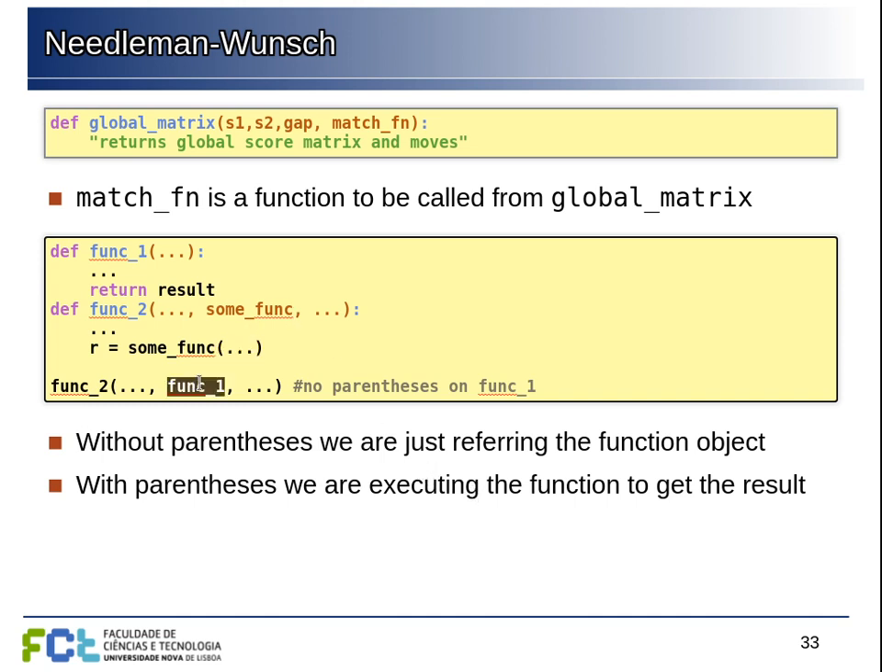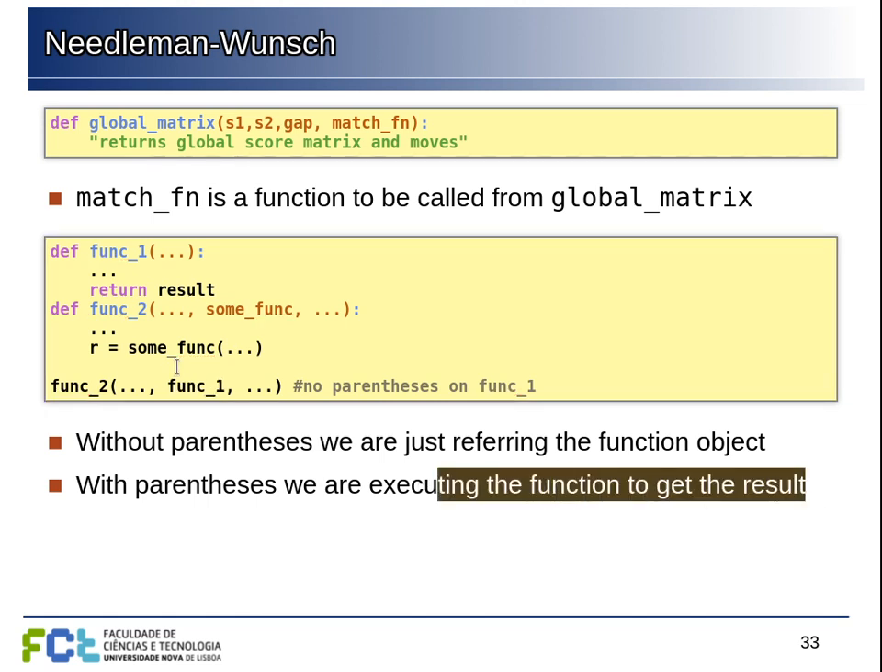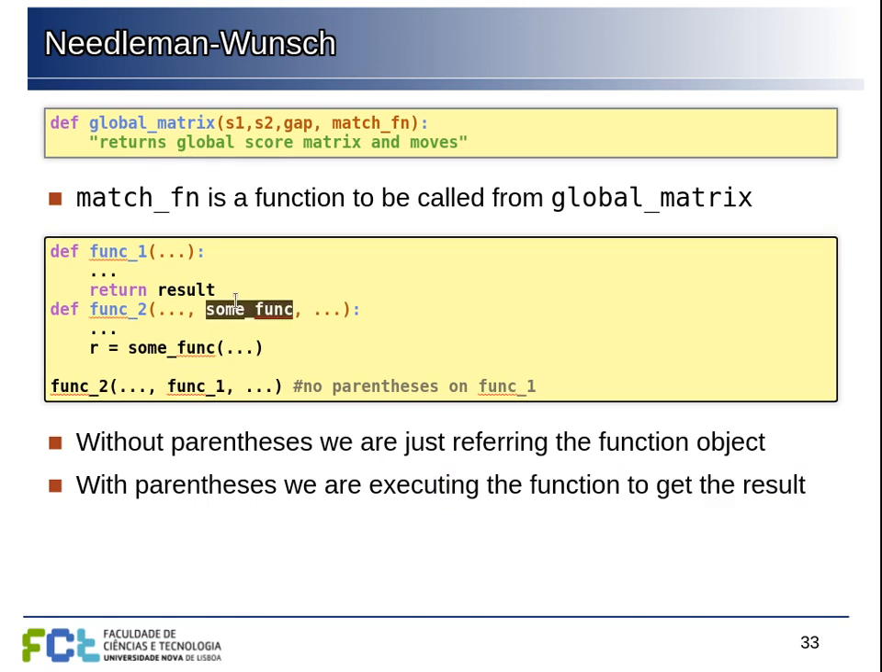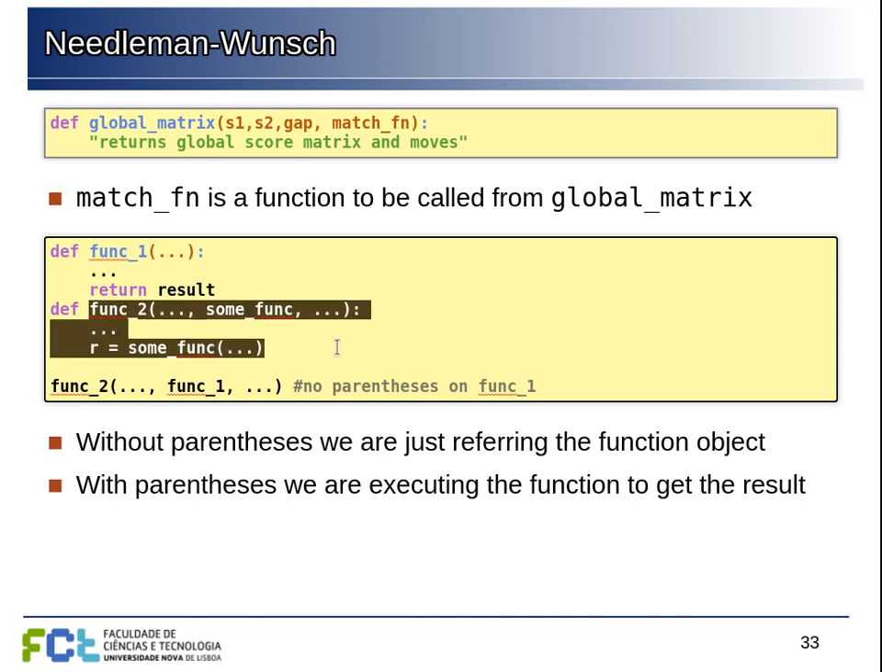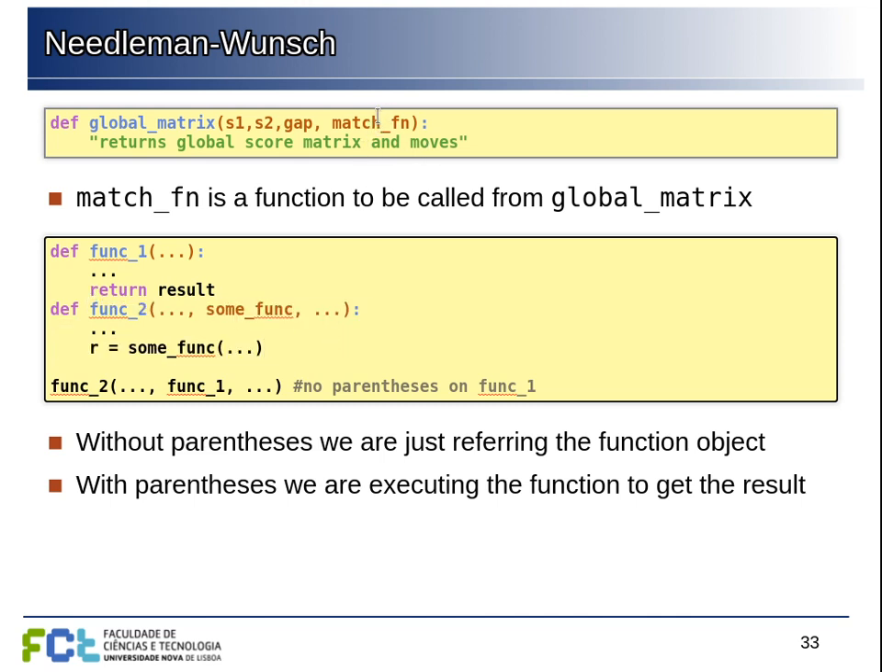The important thing is that we do not put the parameters here, so that Python just passes a reference to this function and does not try to execute it at this stage in order to pass the result. We don't want to pass the result, we want to pass the function object so that this one can use it. And this is the way you can make it so that the global matrix function can receive any function that returns the substitution matrix, and we don't have to worry about which one we're going to use at the time we are implementing this one. Only when we call it, we decide which function to use.